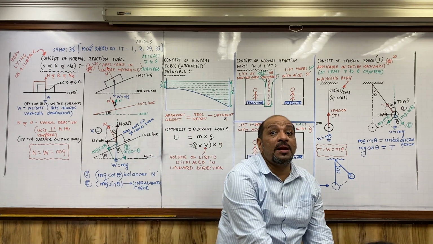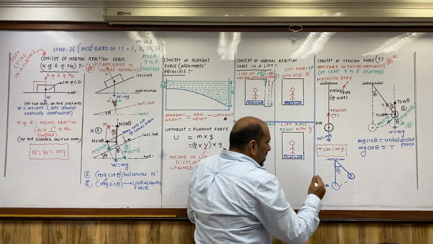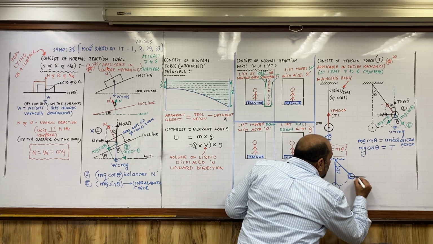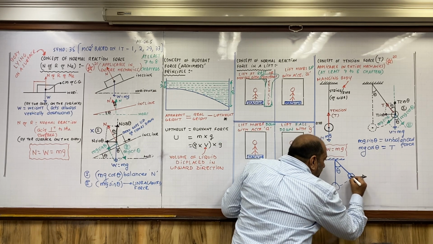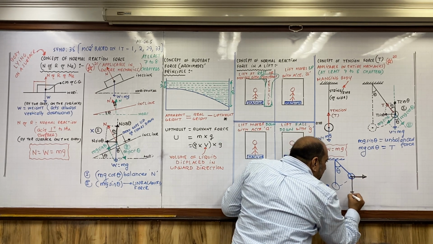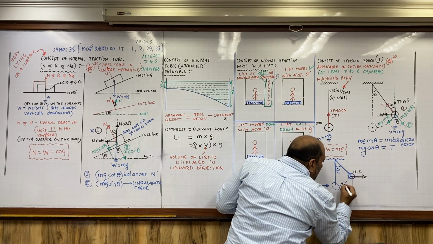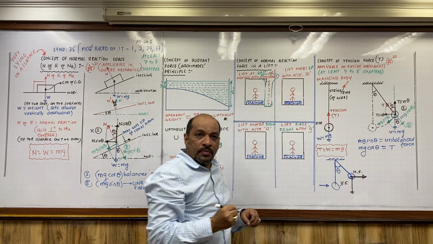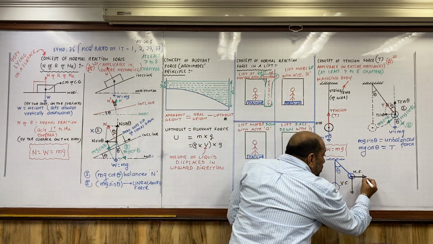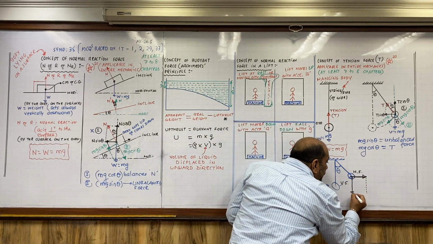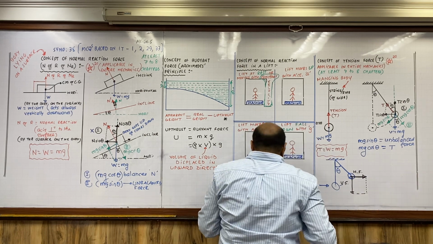Okay. Now one by one, students. Which force is this? Horizontal force. And which force is this? Vertical force. This is horizontal force. This is vertical force. Correct? That means the resultant force is none of them. The resultant force is this red one.